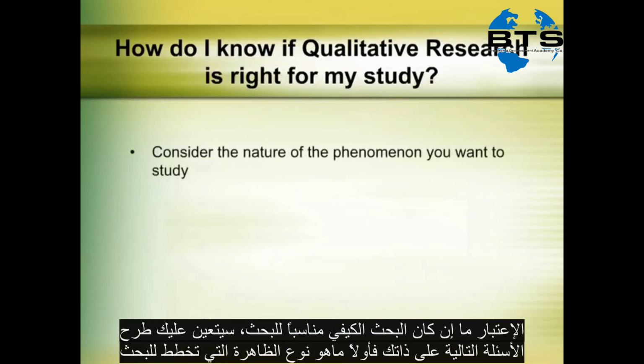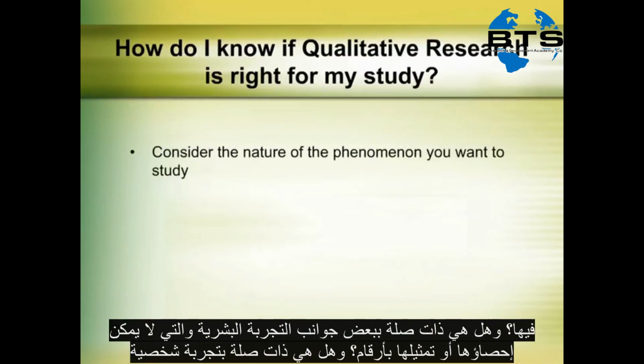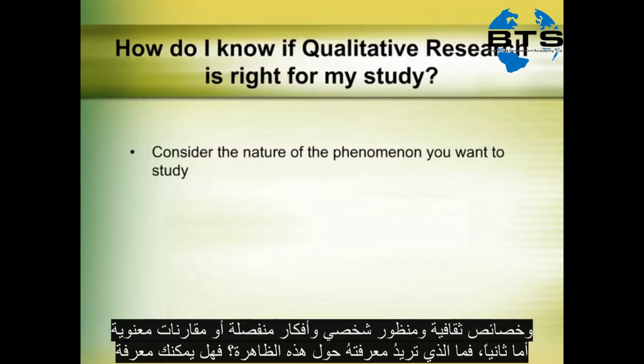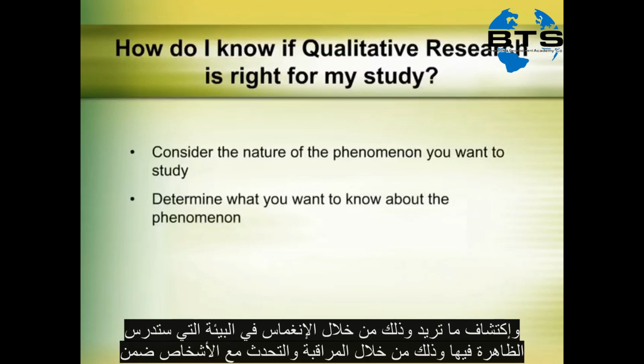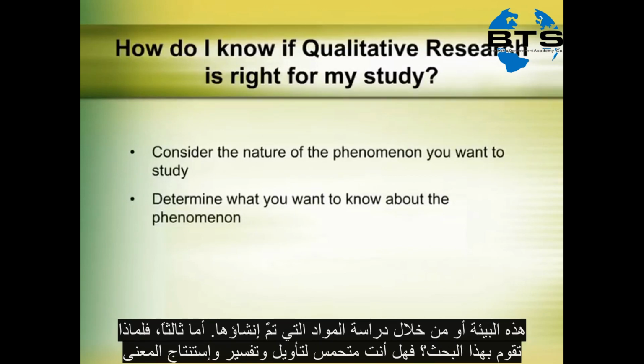When considering whether a qualitative approach is right for your study, ask yourself the following questions. First, what kind of phenomenon are you planning to study? Is it related to some aspect of human experience that cannot be counted or expressed in numbers? Does it relate to subjective experience, cultural characteristics, personal perspective, idiosyncratic ideas, or comparisons of intangibles? Second, what do you want to know about the phenomenon? Can you find out what you want to know by immersing yourself in the environment in which you will study the phenomenon, by observing or talking to people within that environment, or by studying the materials they have created?